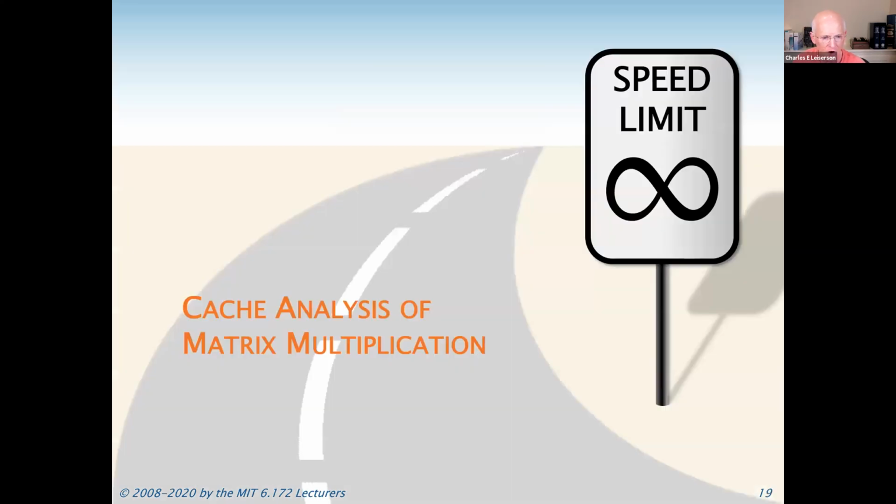Okay, let's analyze a fun algorithm. Who remembers matrix multiplication? What a rich and important problem. Linear algebra. Wow.